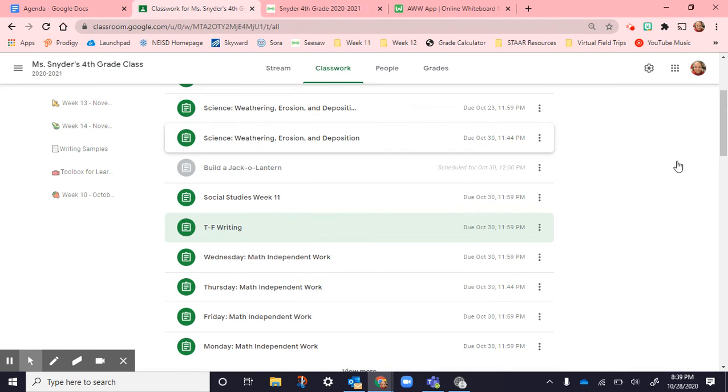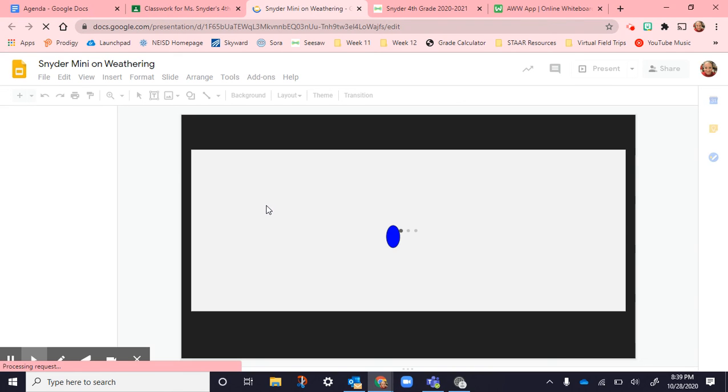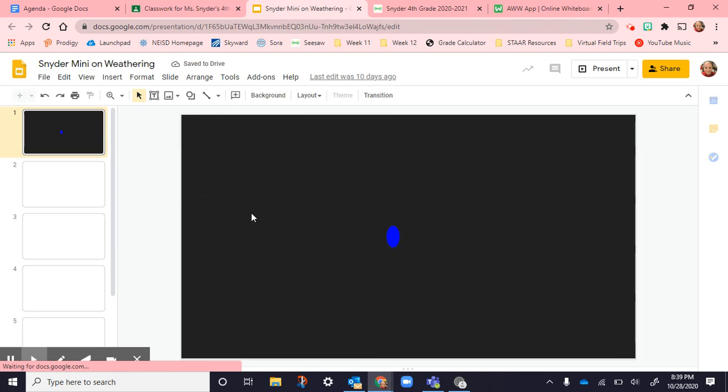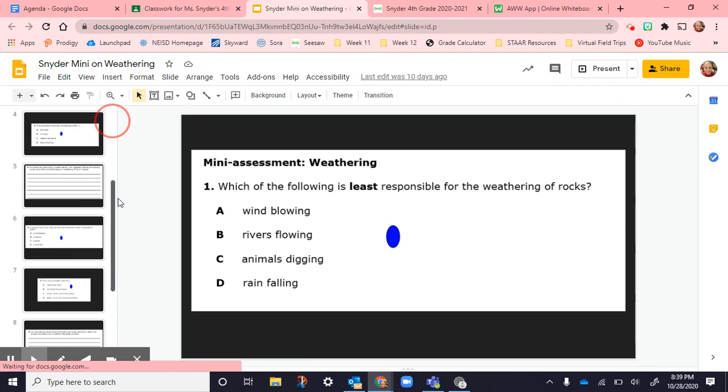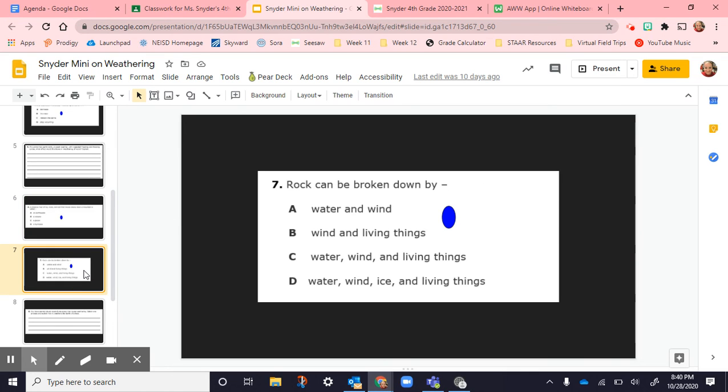And then in Google Classroom, these two science activities we finished. And so this one right here are some questions. And we had started this last week and we continue today. So we had left off on page 6. And so 6 says a massive river of ice, rocks, and soil that moves slowly down a mountain is called. 7, a rock can be broken down by.